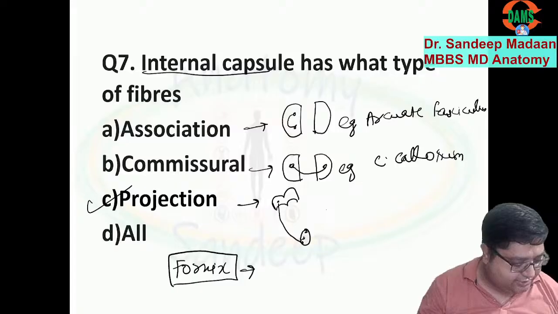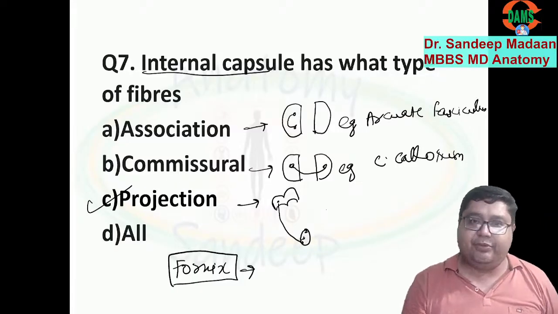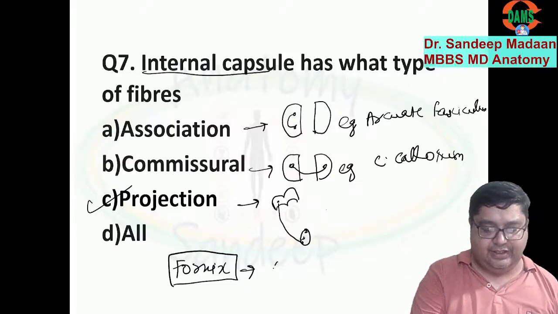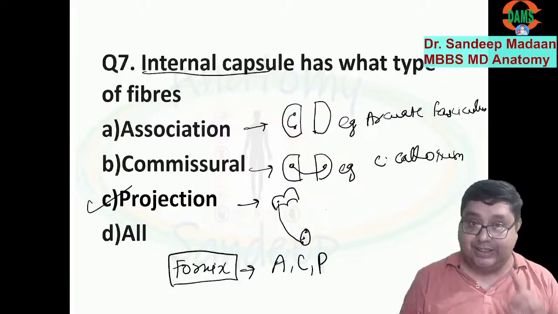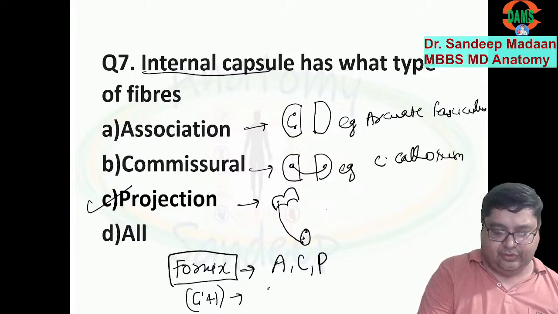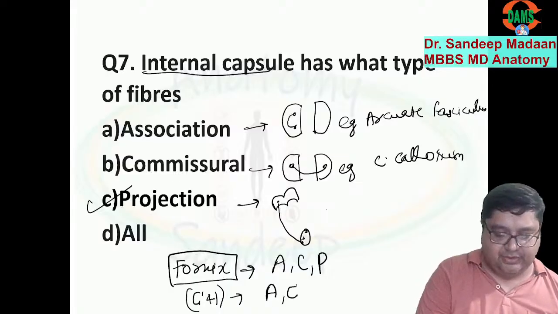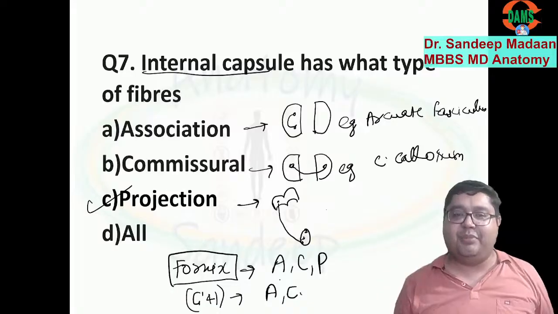Another question, beta. Tell me, fornix is having what type of fibers? Can you guess? Fornix is having all three sets of fibers: association, commissural, and projection fibers. But in Gray's Anatomy, 41st edition, fornix has been described under association, also under the commissural fibers. So now we have got two answers. What is to be marked?